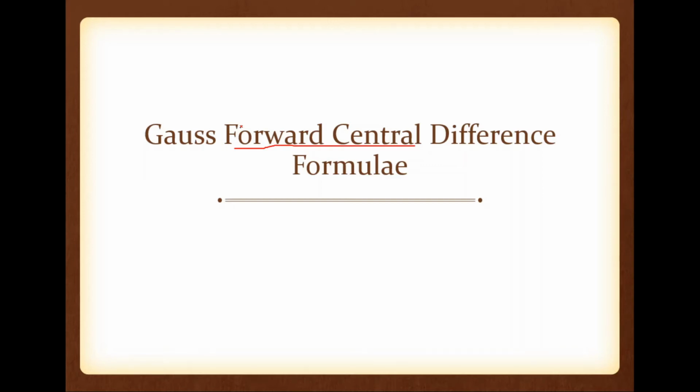So either we can take the next term, that is theta y1/2, theta cube y1/2, etc., or we can take the previous terms like theta y minus 1/2, theta cube y minus 1/2, like that way. If you are taking the next term, then it is the Gauss forward central difference formula. If you are taking the previous term, then it is the Gauss backward central difference formula.